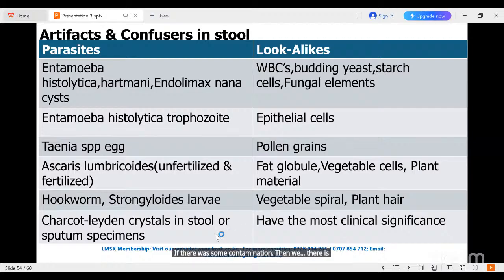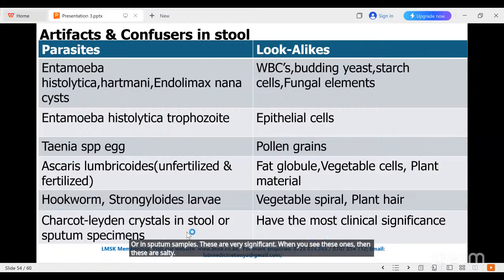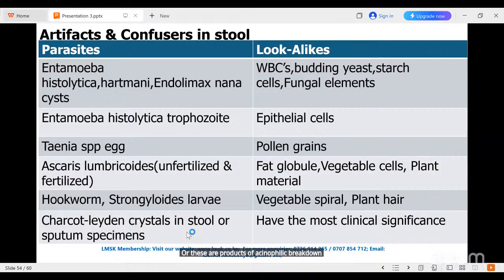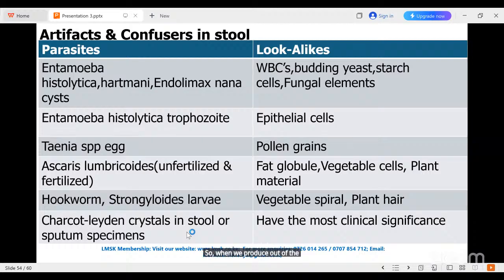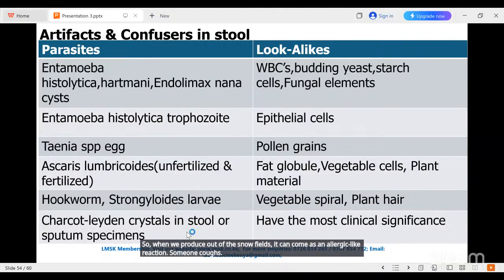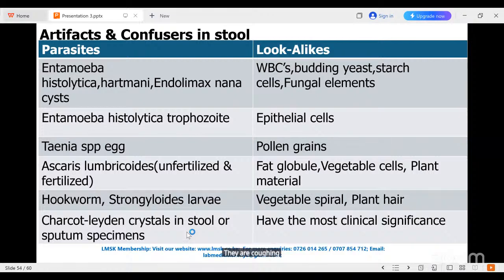Then there is this important feature that we normally see, the Charcot-Leyden crystals in stool or in sputum samples. These are very significant. These are products of eosinophil breakdown. Remember, we have some parasites that undergo heart-lung migration, like Strongyloides, Ascaris, and hookworm species. Anytime they undergo heart-lung migration, the body responds by producing a lot of eosinophils, which can come as an allergic-like reaction. Someone coughs up the larval forms of these parasites, then they swallow them, and the life cycle starts from there.